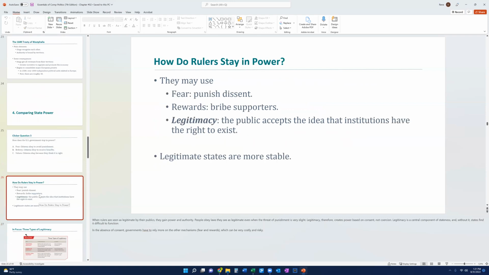But understand that rulers may use different tactics to remain in power. They may use fear as a means of punishing those who disagree with the rulers. They may use rewards as a means of bribing supporters. They may also use this concept known as legitimacy, which is the idea that the public accepts institutions that have the right to exist. And legitimate states are almost always more subtle than other states.